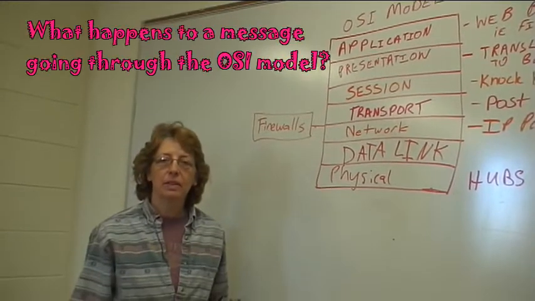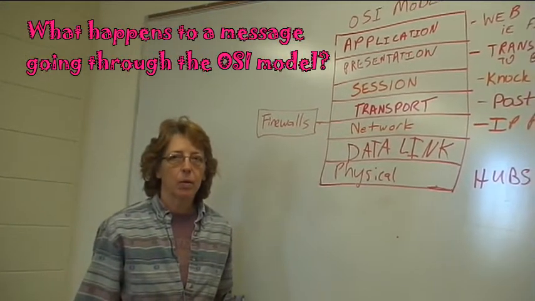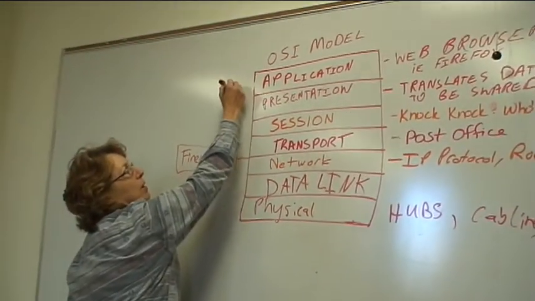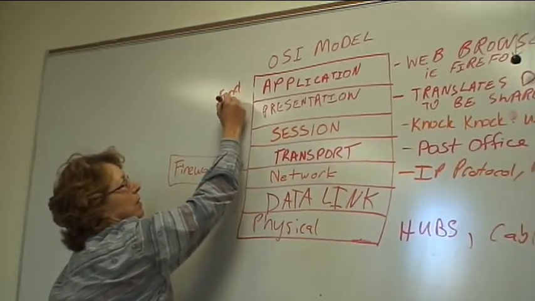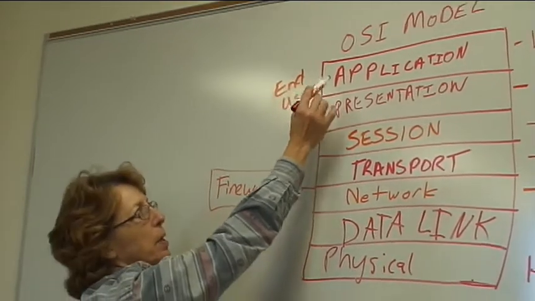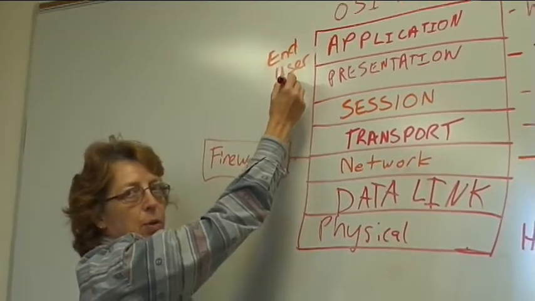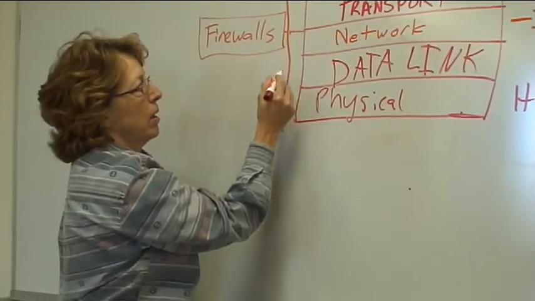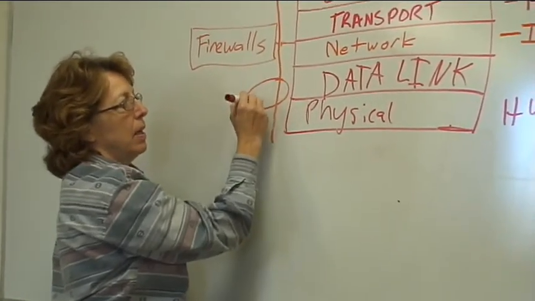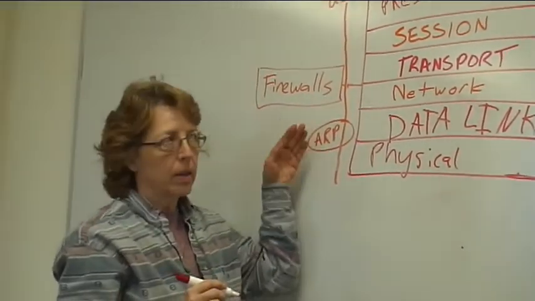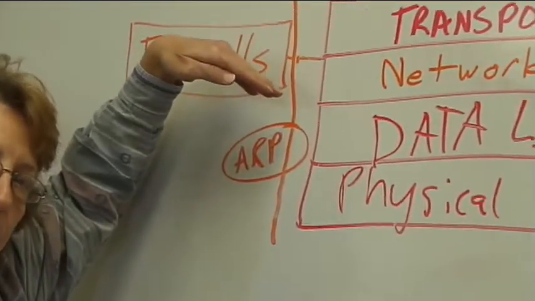This is what happens during the OSI model when you type something into your computer. You are the end user. So you use your browser, you type in your information, and it goes through the OSI layers in order. Right here is ARP, Address Resolution Protocol. That's where your IP address is changed into the MAC address.